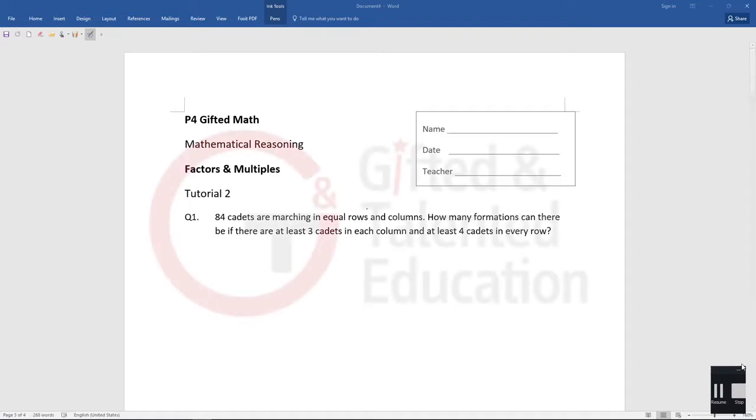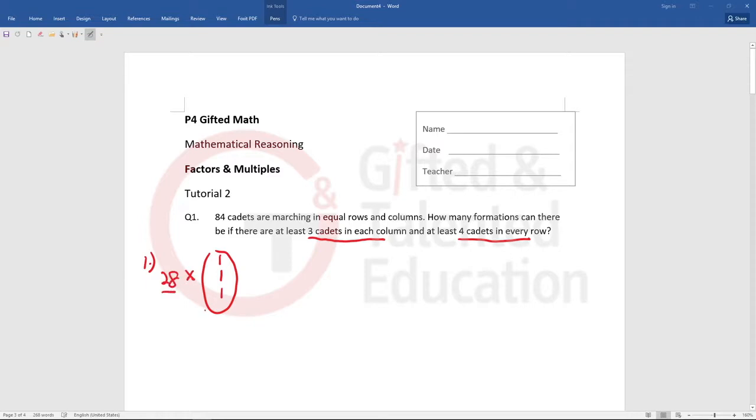Question 1. Let us try to visualize the possible number of formations given that we require at least 3 cadets in each column and at least 4 cadets in every row. So for the first way, suppose we have a total of 1, 2, 3 cadets in this column, which means that we need a total of 28 such columns because 28 times 3 gives us 84 cadets.